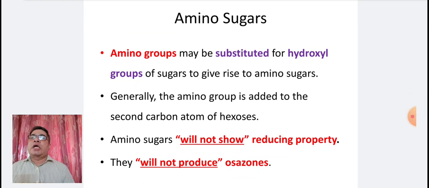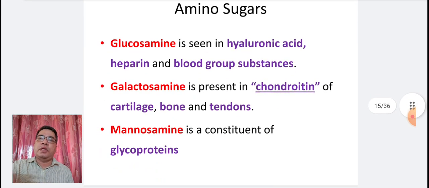Coming to the next point, amino sugars. Amino group may be substituted for the hydroxyl group of sugars to give rise to amino sugars. Generally, the amino group is added to the second carbon atom of hexoses. Amino sugars will not show reducing property and they will not produce osazones. Glucosamine is seen in hyaluronic acid, heparin, and blood group substances. Galactosamine is present in chondroitin, cartilage, bone, and tendons. Mannosamine is a constituent of glycoproteins.